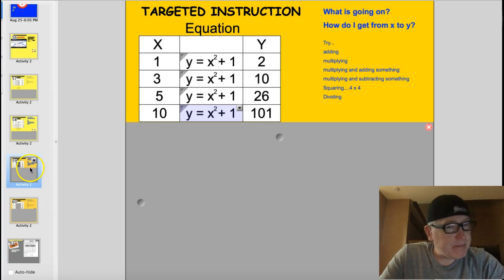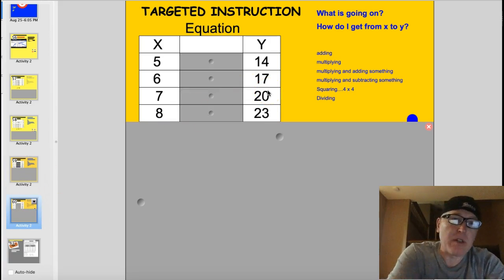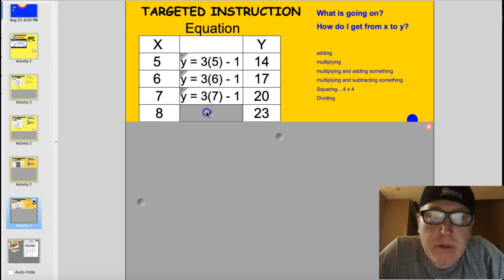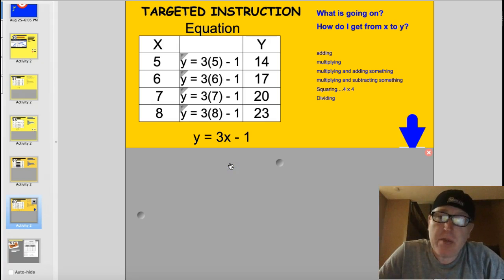All right. Well, I think I probably got you on that one. Let's give it a shot here. Another pause problem. Go ahead and pause it and try this one. Let's see how you did here. If you substitute them in, you have to take 3 times the 5 minus the 1, or 3 times the 6 minus 1. So the y is equal to 3 times whatever x is and subtract 1.